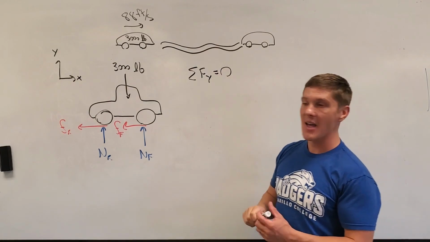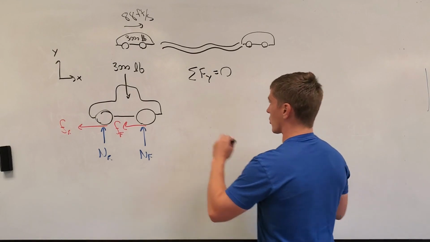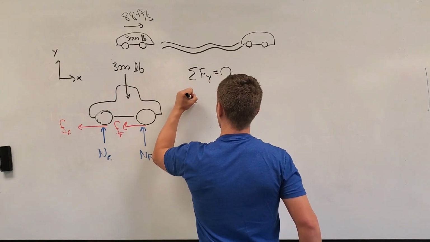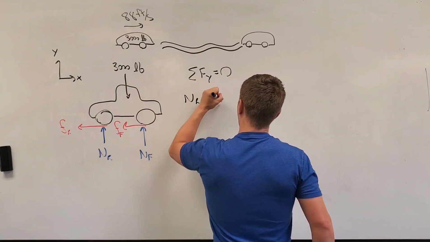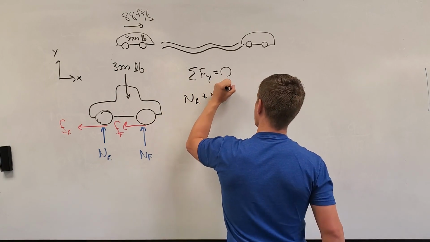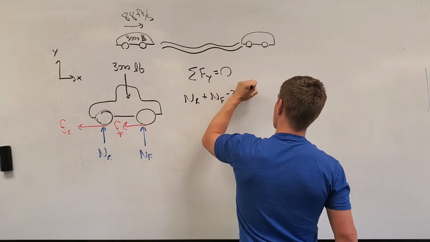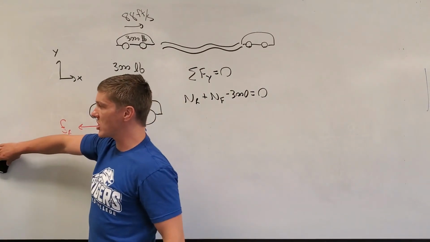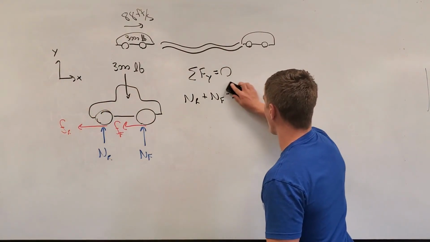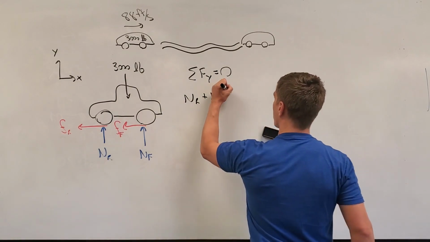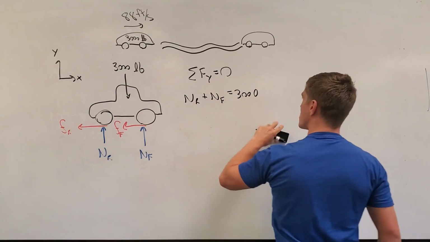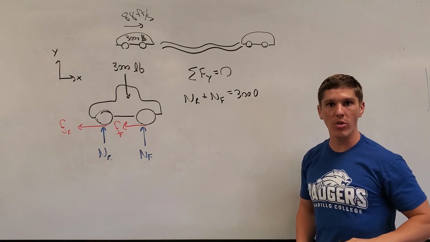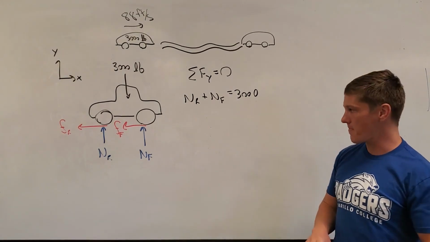So we can then say that our normal force rear plus our normal force front minus 3,000 pounds is equal to 0, or we can just move that 3,000 pounds over to the other side of the equation, which just means that if we sum up our normal forces, they should sum to be 3,000 pounds, which is the weight of the car. So we're all good there. That totally makes sense. Okay?